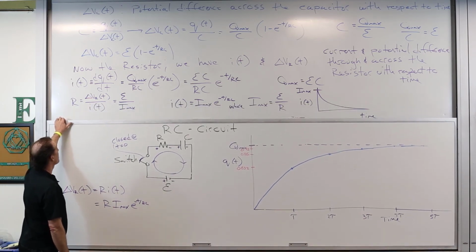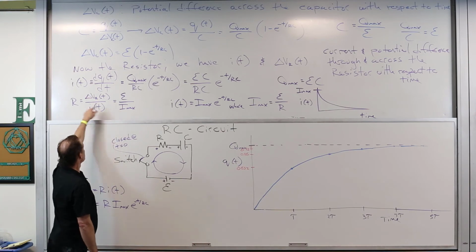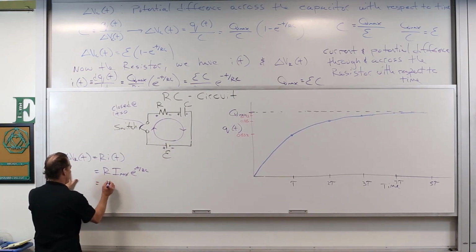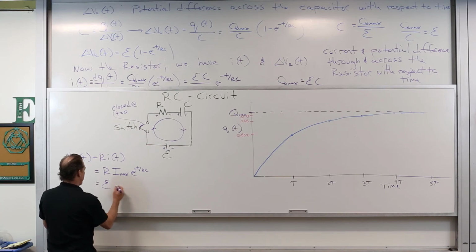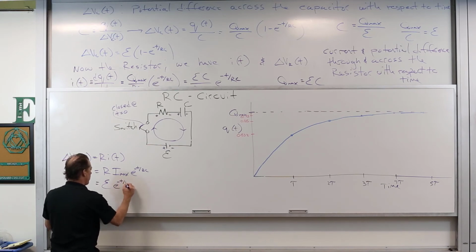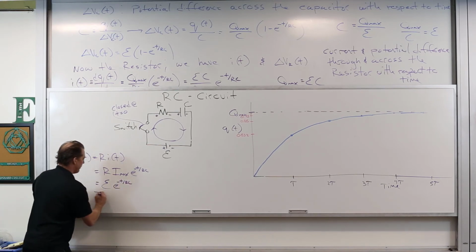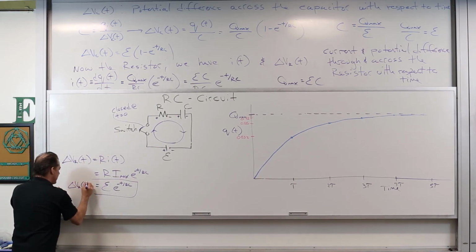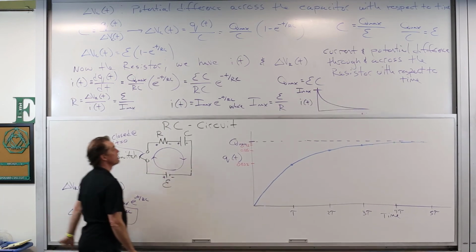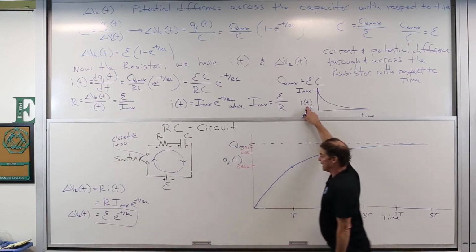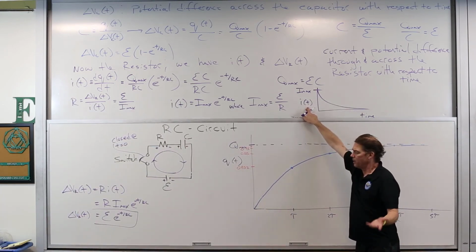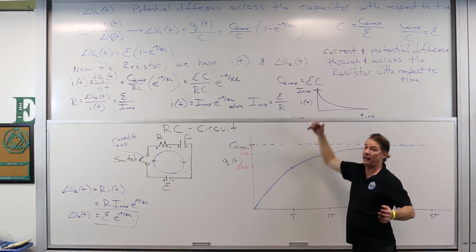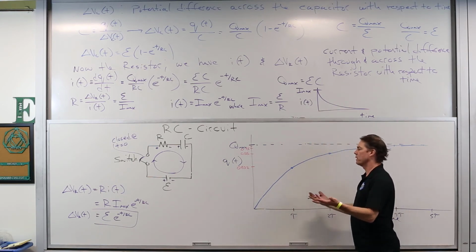What's R times I max? Well, we could come back to something like this. R times I max is just the source potential. So this is equal to source potential difference times e to the negative t over RC. And there we go. There is delta V sub R of t, exponential decay, just like we have with the current, because the ratio of the potential difference to the current has to be a constant. So they have to vary in the same way, and that's what they do.